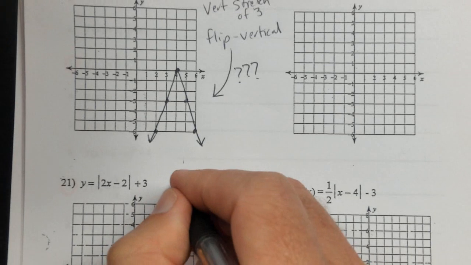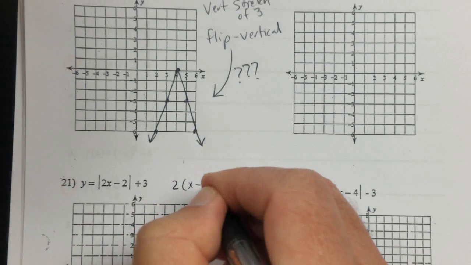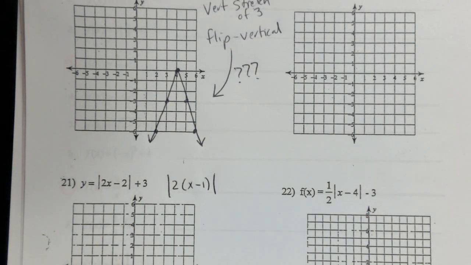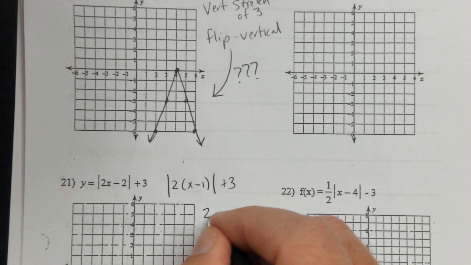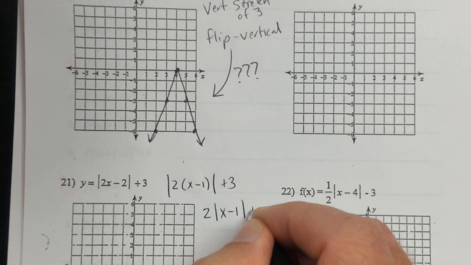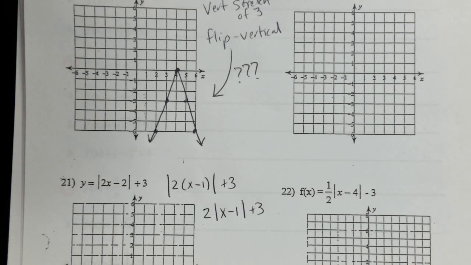It's like 2 to the 1. You could write it like that and call it a horizontal shrink, but it'd be easier to get that 2 all the way out front, and now it's a vertical stretch.